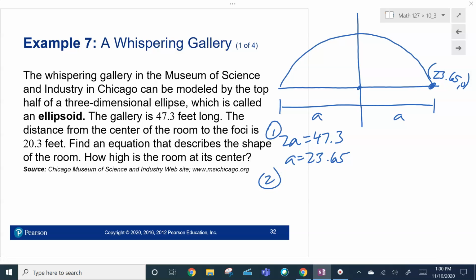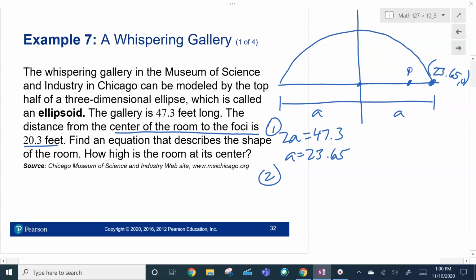Number 2, the distance from the center of the room, which we put at 0, 0, to one of the focus points is 20.3 feet. So that's telling us that's our C distance, 20.3 feet, right? So number 3, we know B squared equals A squared minus C squared. That's our relationship. Because what we're looking for is the height of this, we want to know what B is.